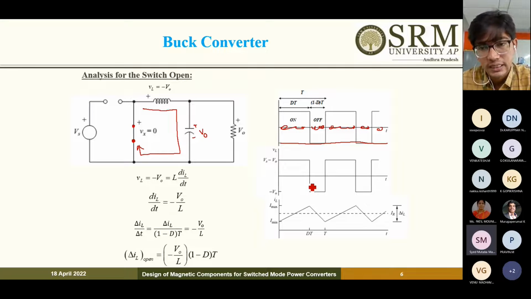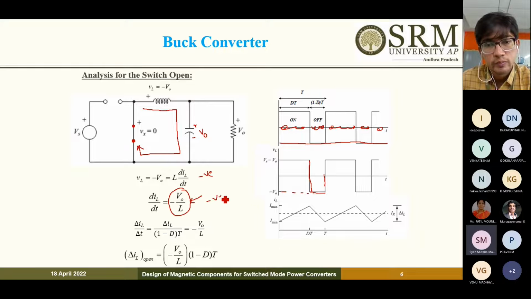You can see that the moment when the switch is open, the voltage across the inductor becomes negative, minus V0. So the slope dIL by dt, the slope of the inductor current, will be minus V0 by L. This is also a negative slope, and a negative slope means it is discharging. So it is discharging the moment when the switch is open.